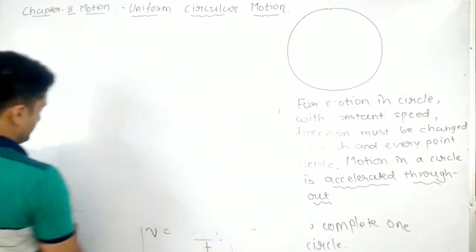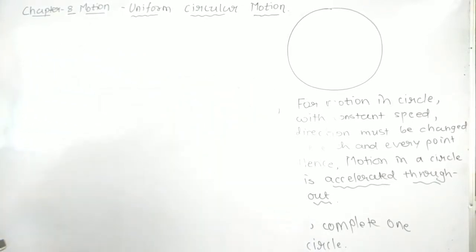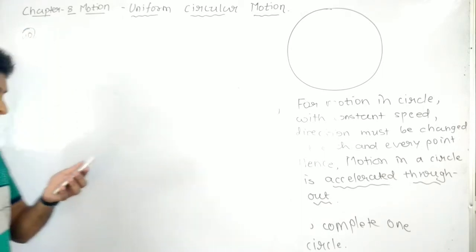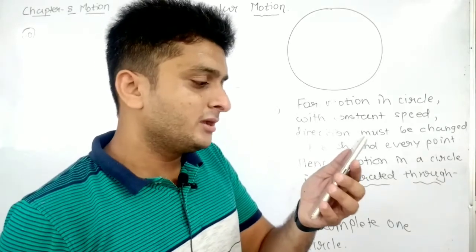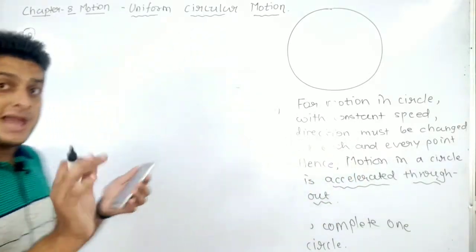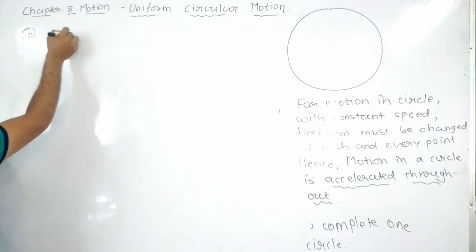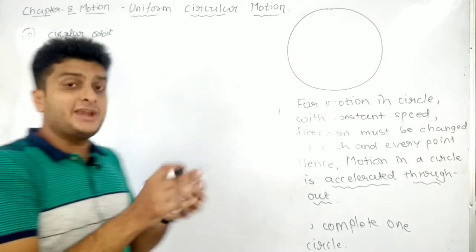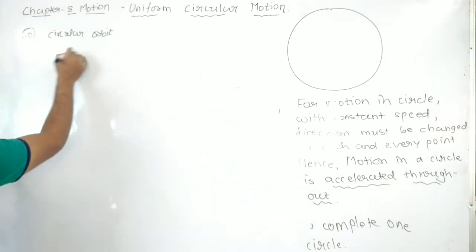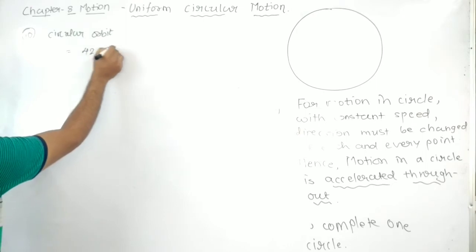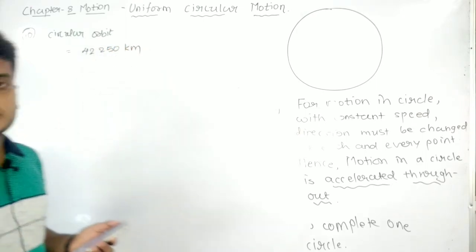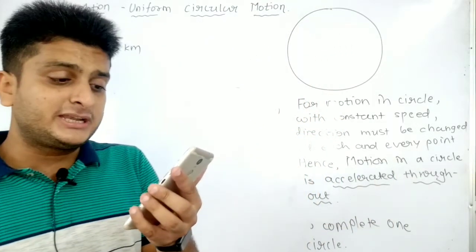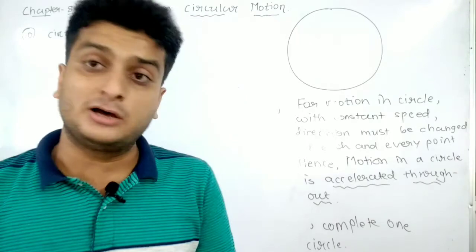Okay, fine. So there is a numerical, exercise question number 10. An artificial satellite is moving in a circular orbit. As soon as I see circular orbit, the formula will strike in my mind. We are given the radius of the circular orbit, r is equal to 42250 kilometer. Calculate its speed if it takes 24 hours to revolve around the earth.